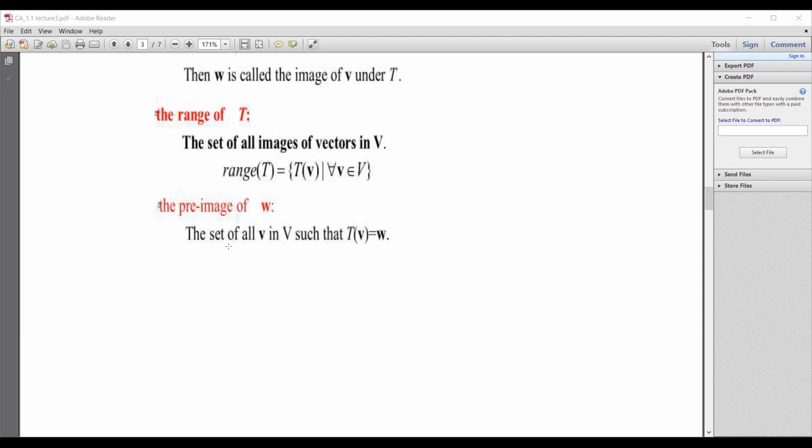There may be more than one element from your domain space, say V1 and V2, such that T of V1 equals W, and also T of V2 equals W. Then the pre-image of W will be both V1 and V2. So this is ultimately a set. This may not be a particular point or element. The pre-image of W is basically the set of all points from your domain set whose image is W.